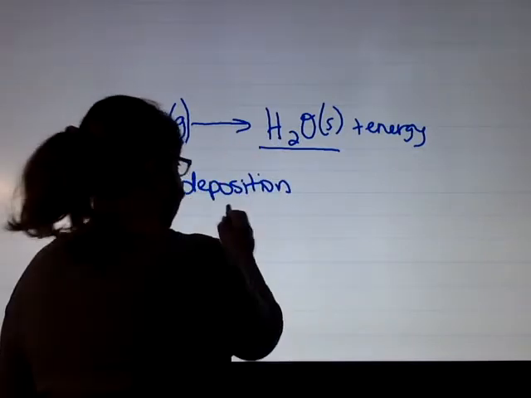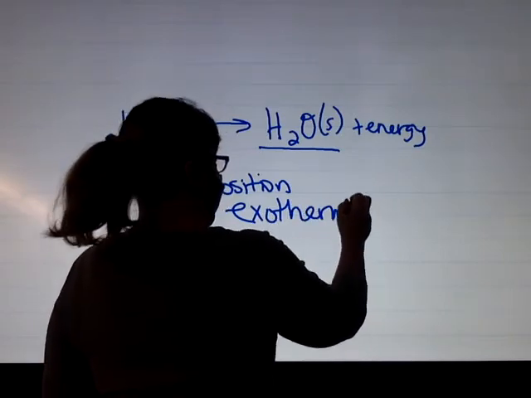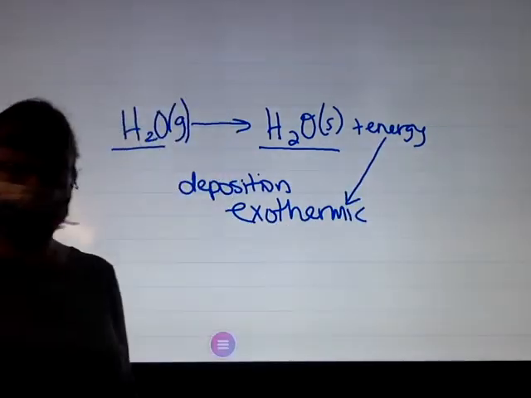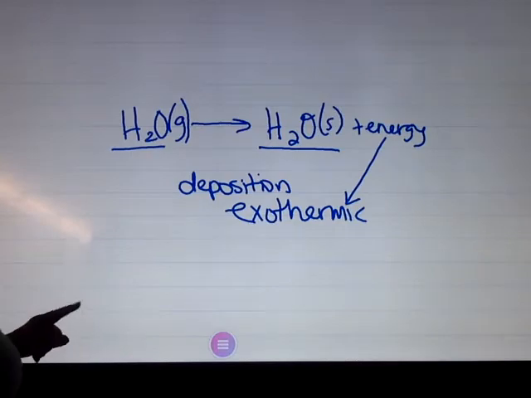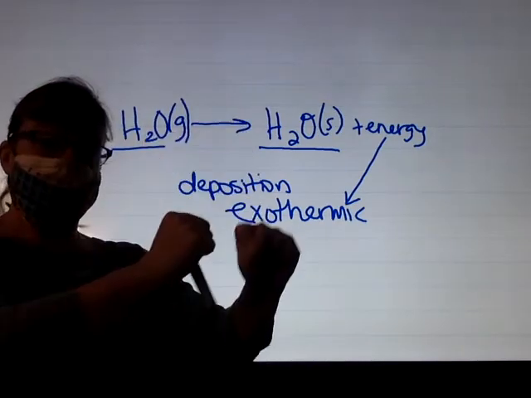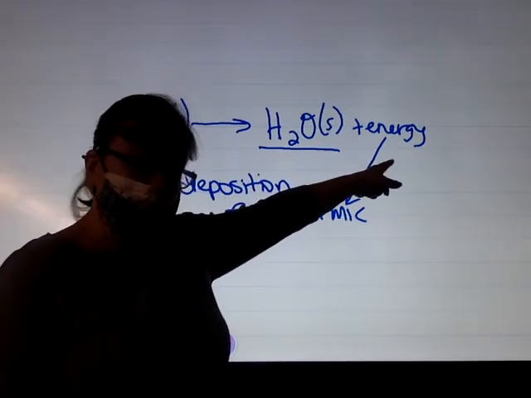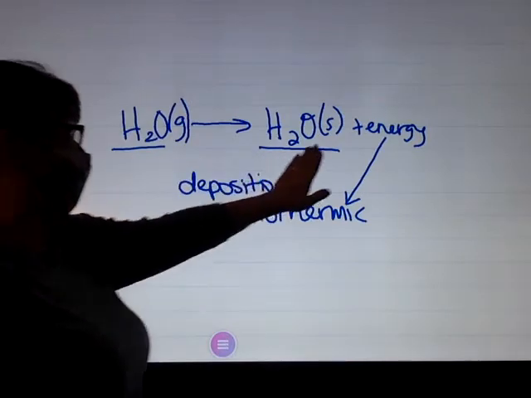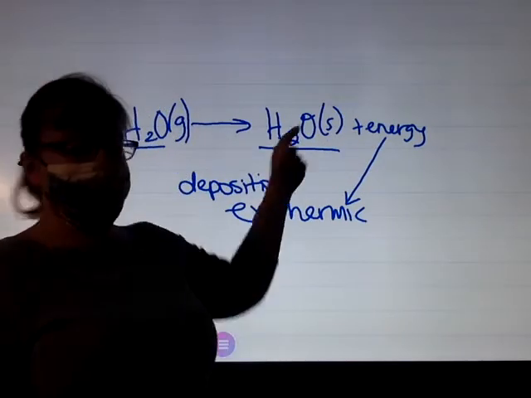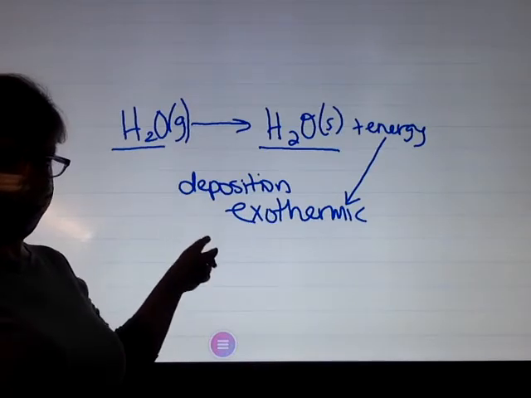And this is an exothermic change. It's exothermic because energy is a product. Energy is being released. Also, you can tell because gases are going really fast, solids are slow. It lost energy. You can literally see it in the equation. But if that wasn't even there, going from a gas to a solid is slowing down. It's losing energy, exothermic. Okay.